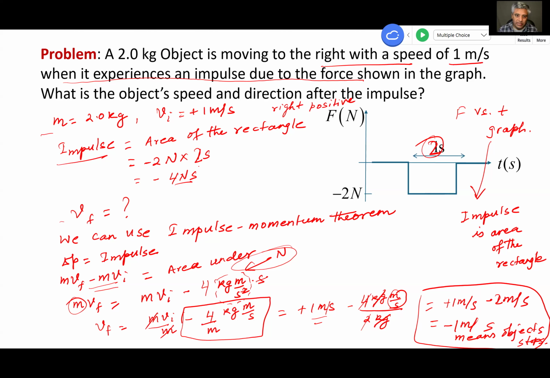That means now the object is moving left. It was moving to the right with 1 meter per second speed. Now it's moving to the left with 1 meter per second. It simply reversed the direction because of that impulse. Okay? So it's like a soccer ball is coming towards you, and you give a little hit on that soccer ball, and then what happens? It bounces and goes in the opposite direction, right? Same idea here.